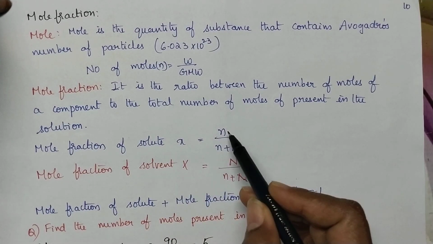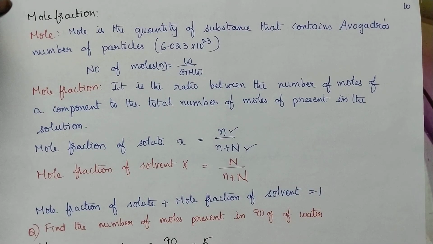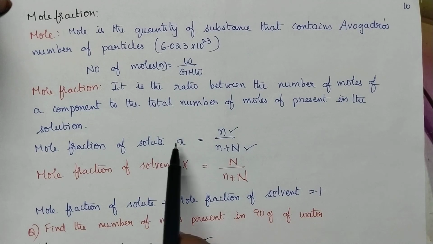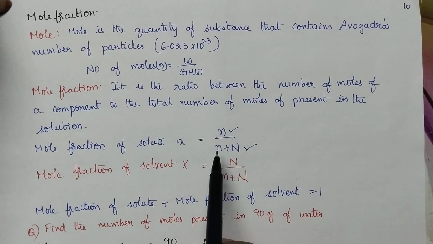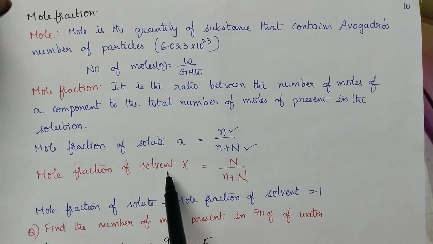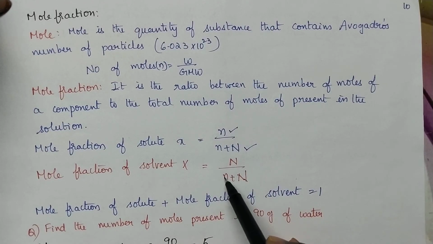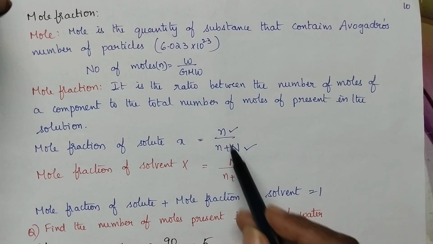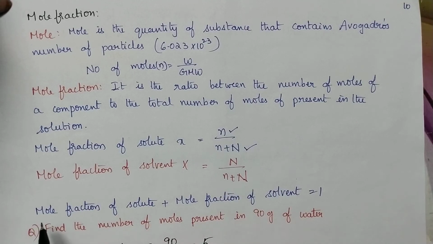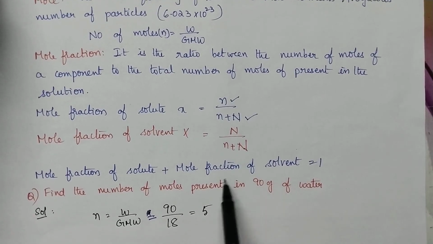Let us suppose that small n is the number of moles of the solute, capital N is the number of moles of the solvent. Then the mole fraction of the solute, small x is equal to small n by small n plus capital N. And similarly, the mole fraction of the solvent is represented by capital X, that is equal to capital N divided by small n plus capital N. From these two expressions, it is very clear that the sum of the mole fractions of solute and solvent is always equal to 1.